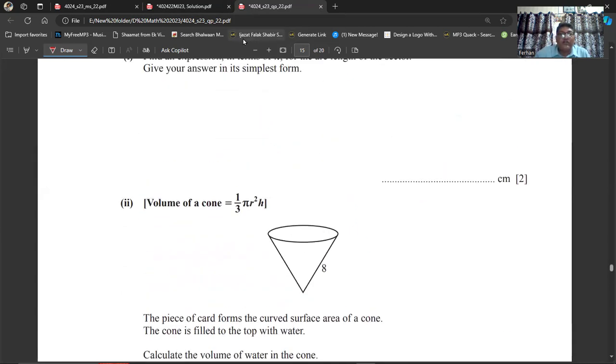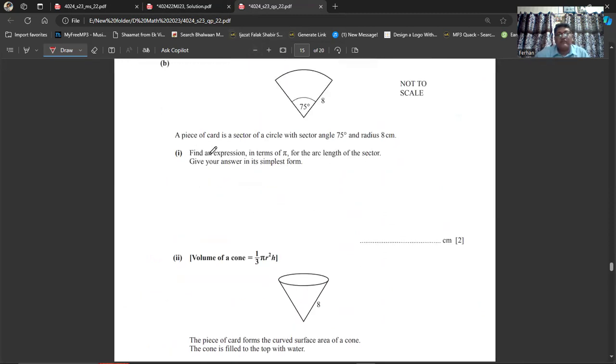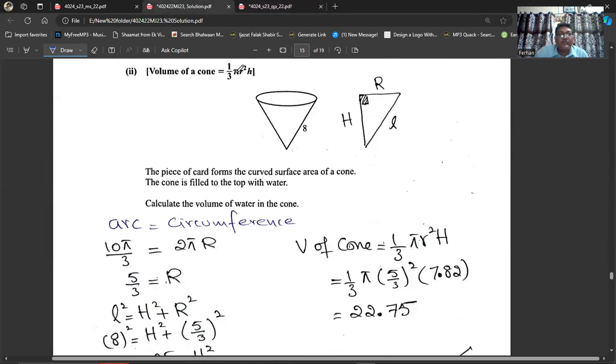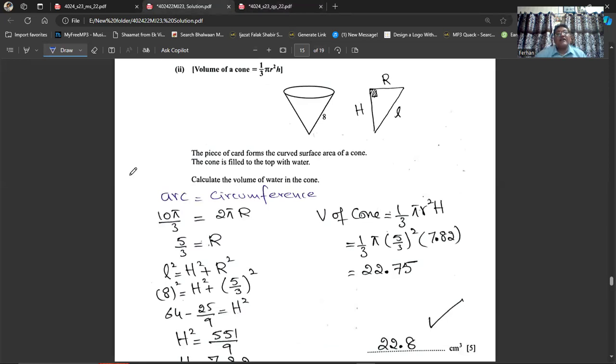Try to understand, try to remember the fact which I'm going to tell you. Whenever you fold this sector and you make a cone with it, the radius of that sector becomes the slant height of the cone, and the arc of that sector becomes the circumference of the base of the cone. I hope you understand what I'm talking about. So this is how this is done, and the arc of that sector becomes the circumference of the base of the cone.